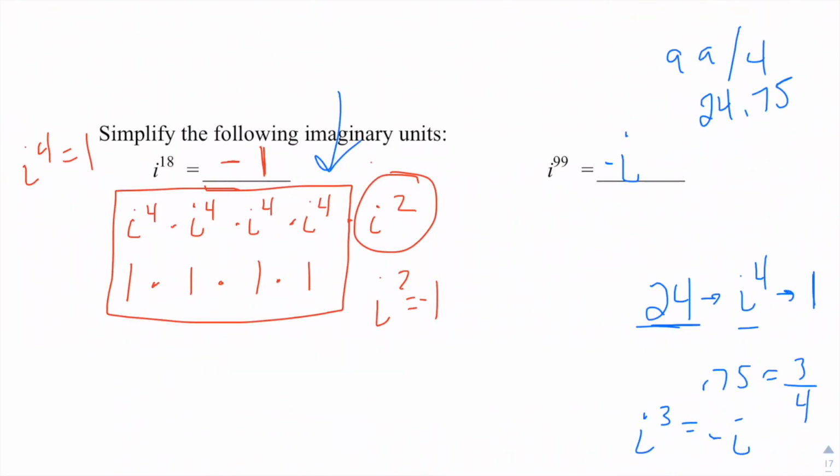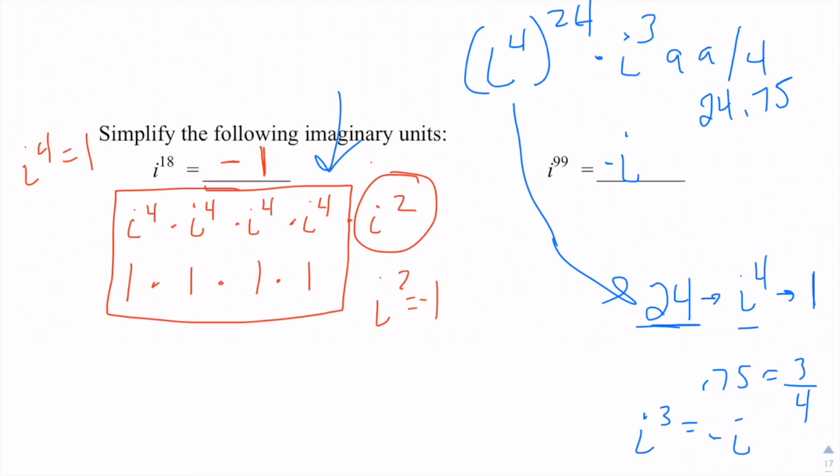Okay, so using the product power rule, we would then take i to the fourth power 24 times. And that would give us all these ones that we spoke about. And that would leave us the i to the third, because 4 times 24 is 96. And then we still have 3 left over, and that is what goes to our i to the third.